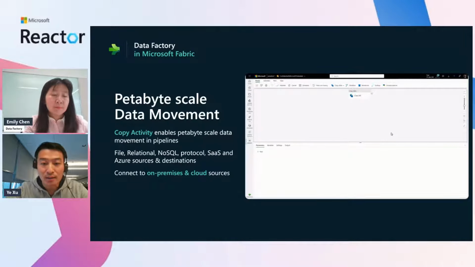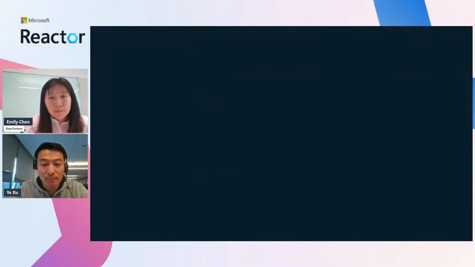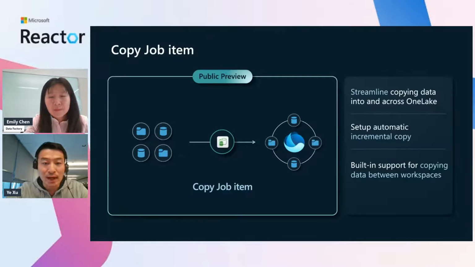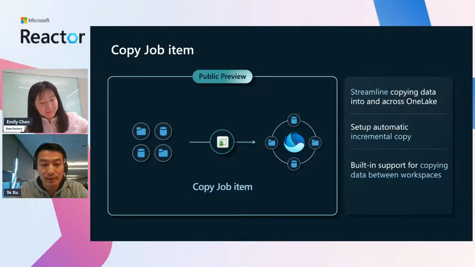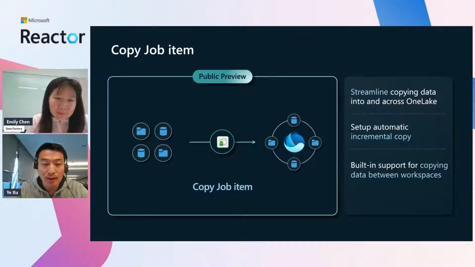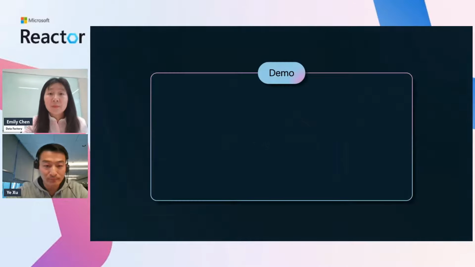Given that, two months back, we announced a new feature on the next page. It's called the copy job item. This is a new item in Data Factory to simplify your data movement from any source to any destination. The more important thing is that more copy patterns, like incremental copy, just work in copy job. So let's play the demo video for you.